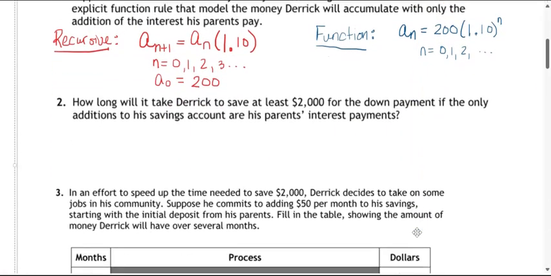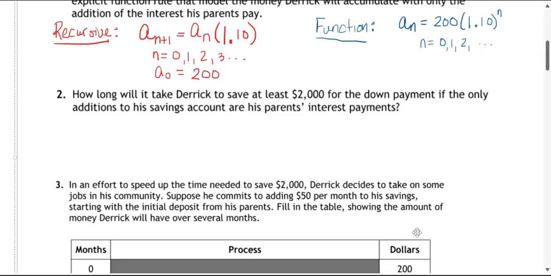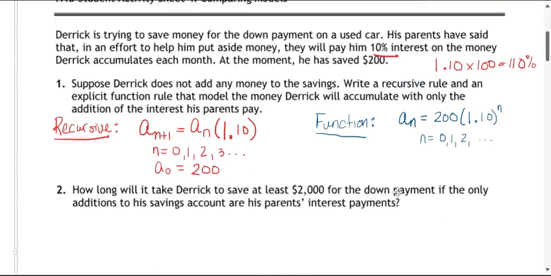All right. Now, number 2, how long will it take Derek to save at least $2,000 for the down payment if the only additions to his savings account are his parents' interest payments? So again, he's not going to add anything else to the bank account, just that original $200 and then 10% interest that he's getting from his parents every month. And it's 10% on the new balance. It's not 10% on the 200. So he's not just going to get that $5 added every month. It's 10% of whatever is in the account each month.